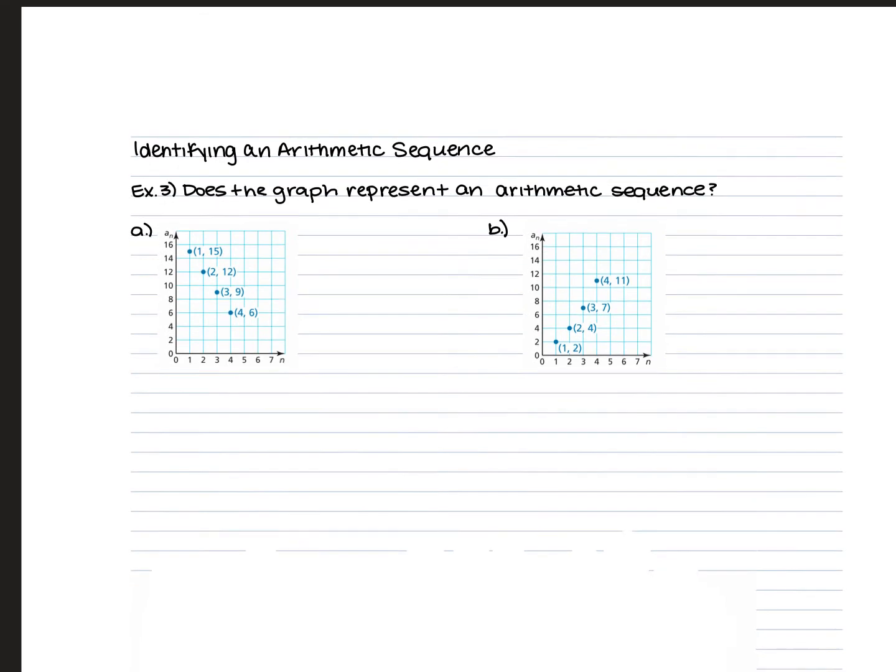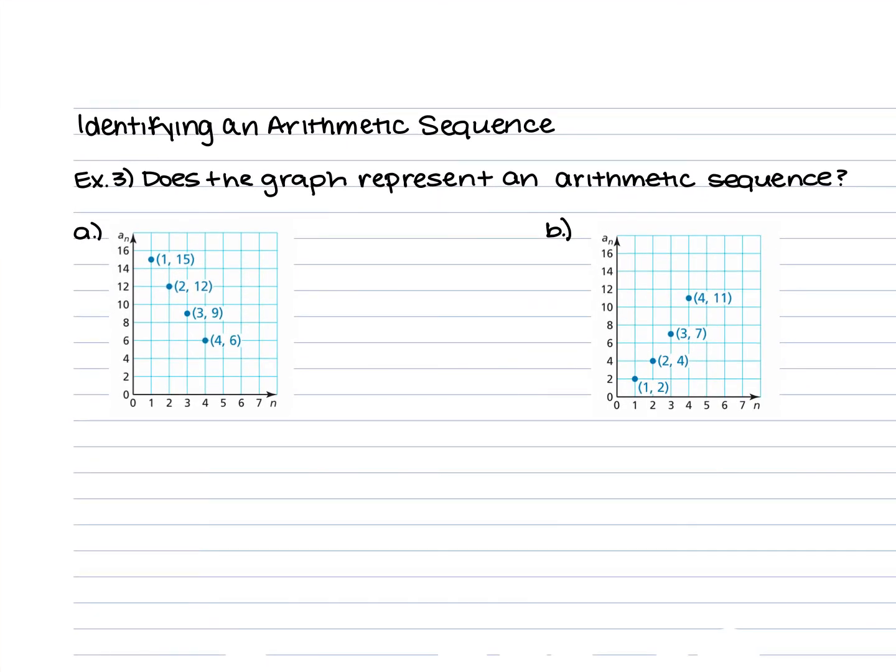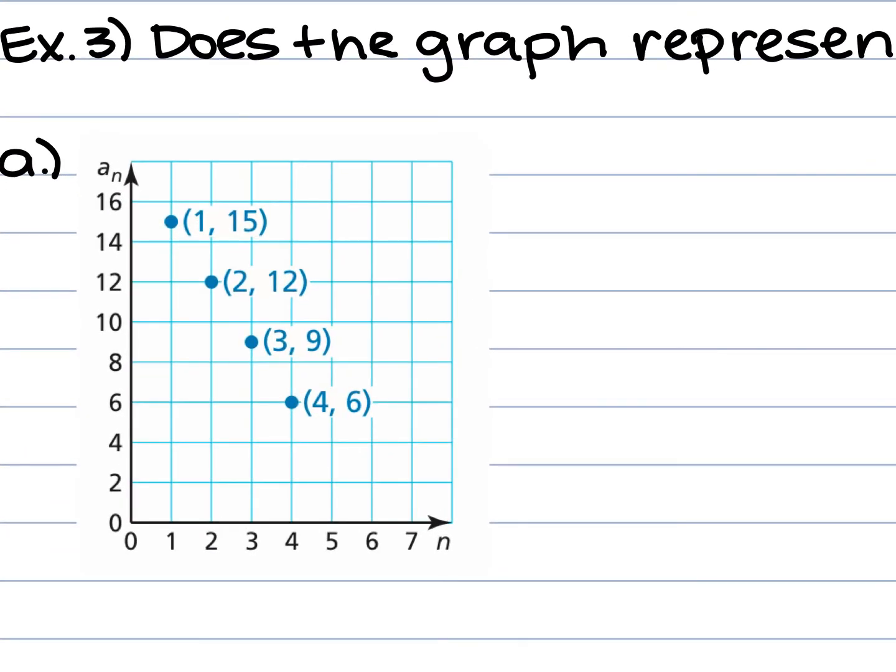So example 3, we got to see, does the graph represent an arithmetic sequence? So we got to look at our term, the term position, and the number. We want to see, do our y values increase by the same number? So to go from 15 to 12, what would my common difference be here? Minus 3, yeah. So then to go from 12 to 9, is that minus 3 also? Yep. 9 to 6? Yeah, minus 3.